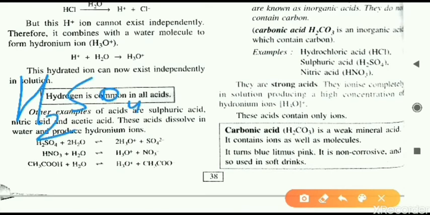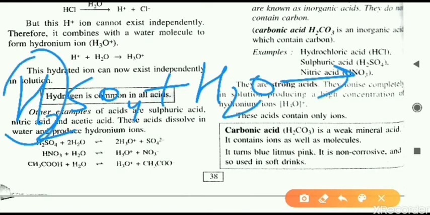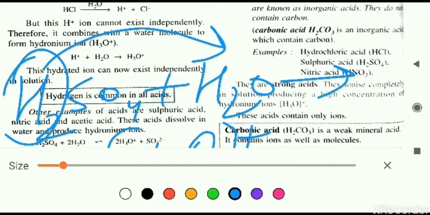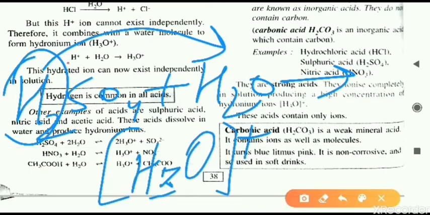Sulfuric acid, when it is dissolved in water, what will produce there is, its hydrogen will form H plus, and that H plus will combine with water molecule. As a result, we will get H3O positive, H3O positive. And what is remaining here of that sulfuric acid is SO4.